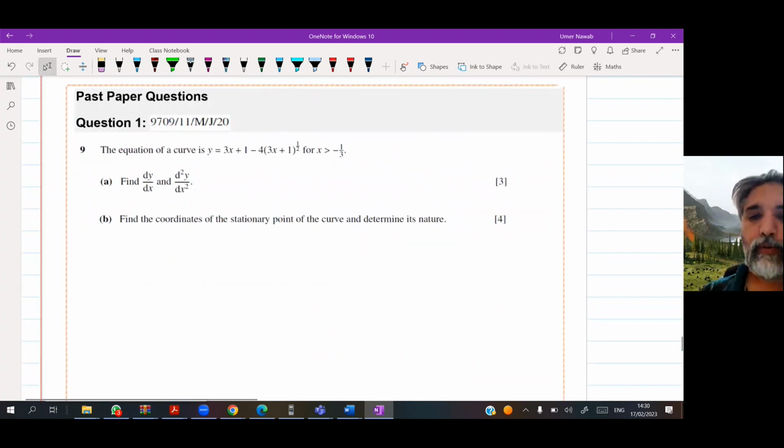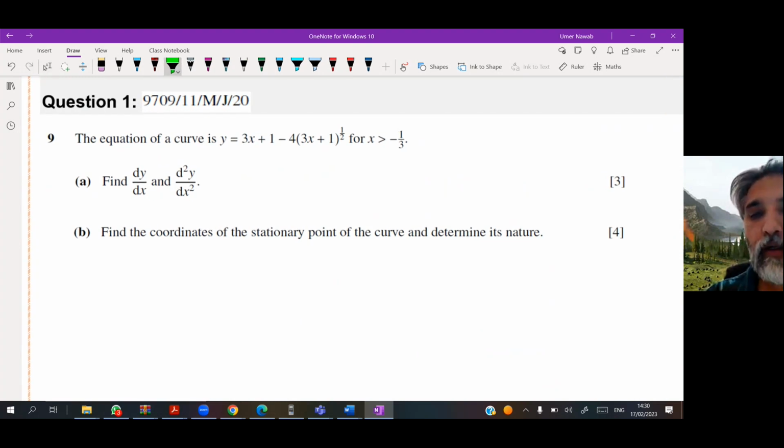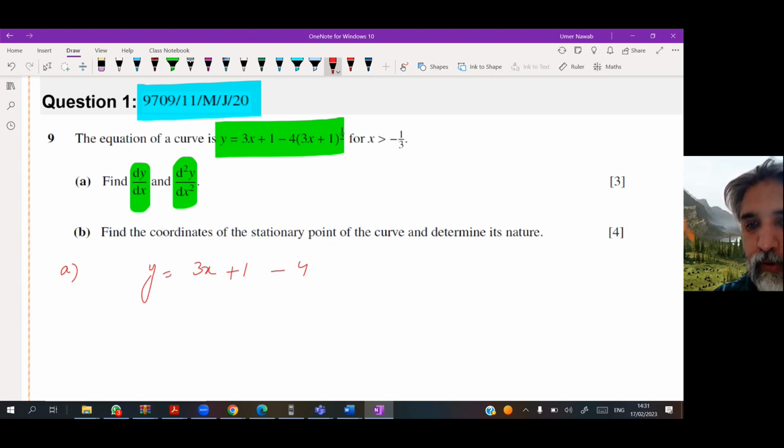Now we go to the past paper questions. The past paper question: this is the equation of a curve. We want to find the first derivative and the second derivative. And this question came in 2020 May, June. So let me copy the question again. y is equal to (3x plus 1) to the power of minus 4. I think we need to apply the chain rule here.